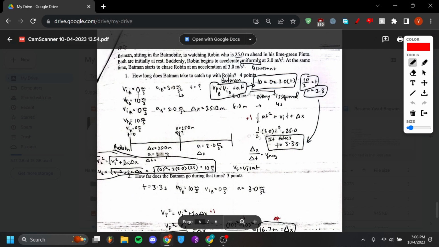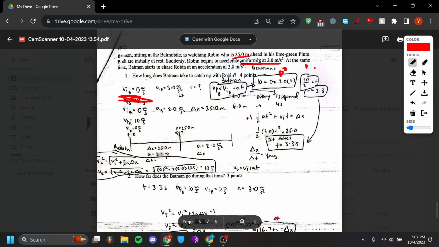All right, so velocity initial Batman, velocity final Batman. That's not 10. So, Batman sitting about 25 meters ahead, both are initially at rest. 2 meters per second. So, using Batman as the reference point, we can find Robin's velocity.